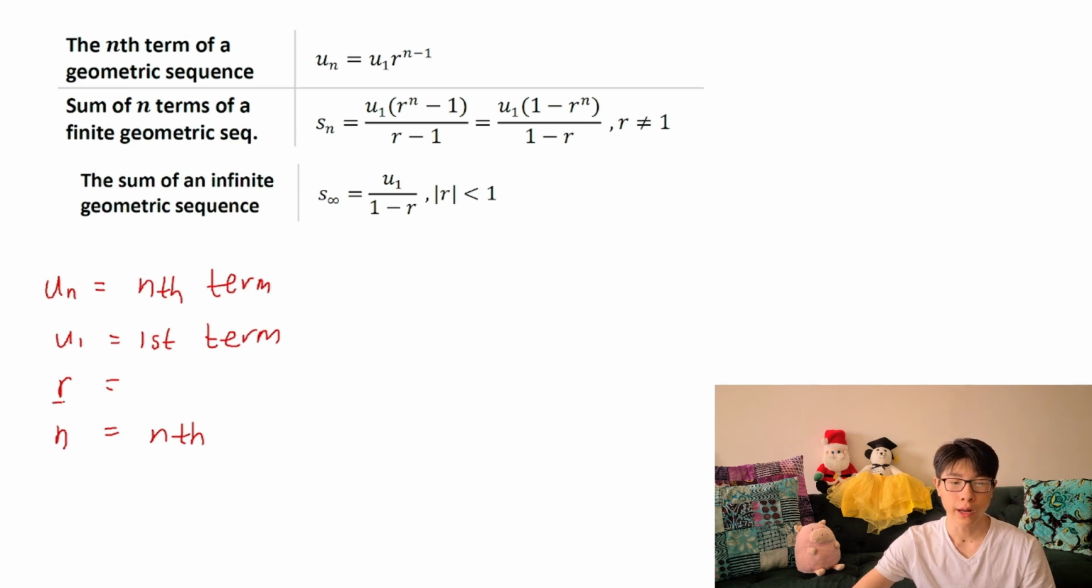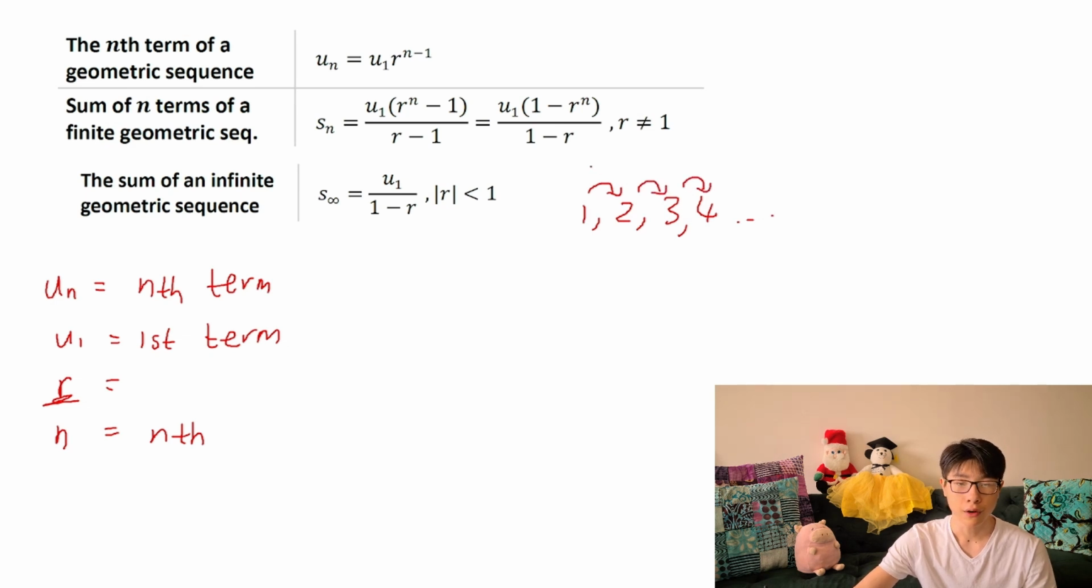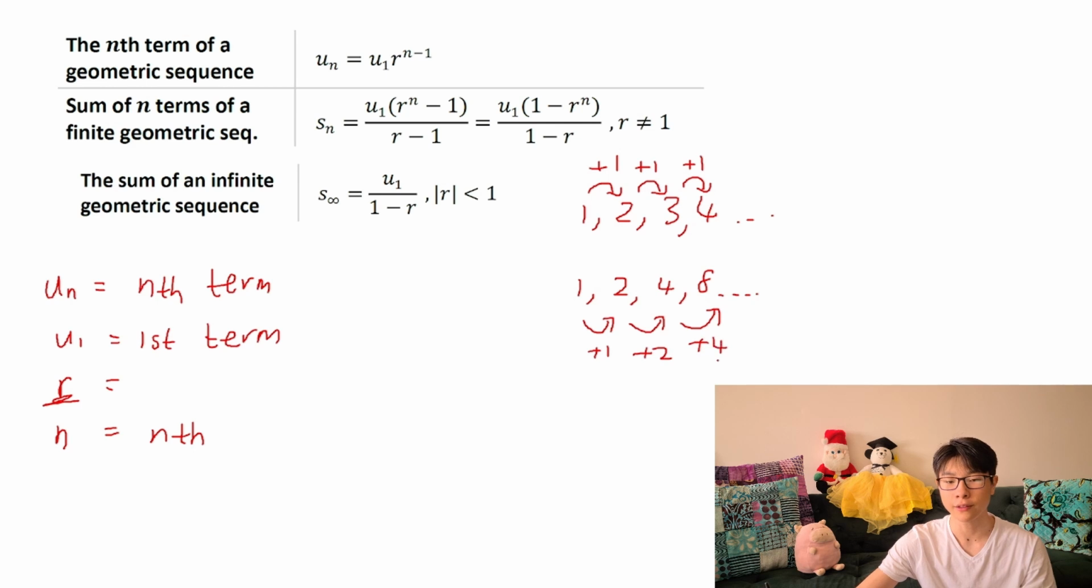So in order to understand what r is, let's have a look at what a geometric sequence would be like. This is an arithmetic sequence, 1, 2, 3, 4, etc. And it's arithmetic because it has a common difference of positive 1, right? Whereas if we have a sequence like this, 1, 2, 4, 8, etc., then if we have plus 1 here, it will be plus 2, and here will be plus 4, and that doesn't make sense because it's no longer a common difference, which means it's no longer an arithmetic sequence. However, it's still a type of sequence because we can change this common difference for a common ratio, and it would still be the same throughout.